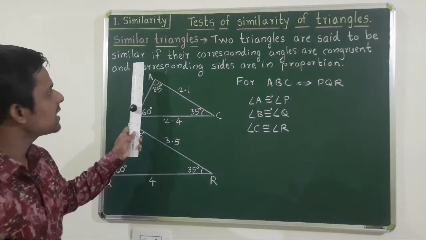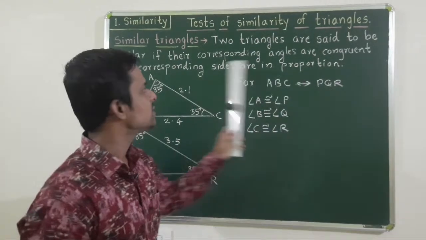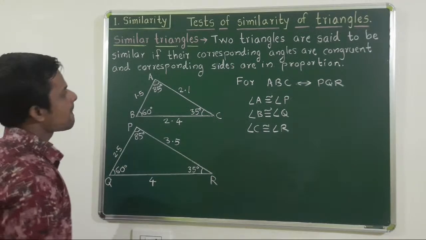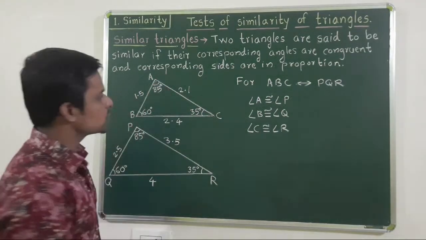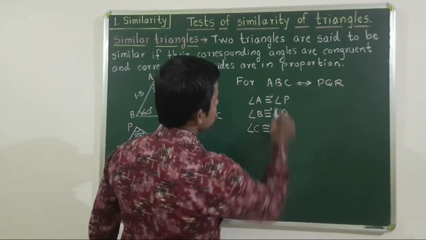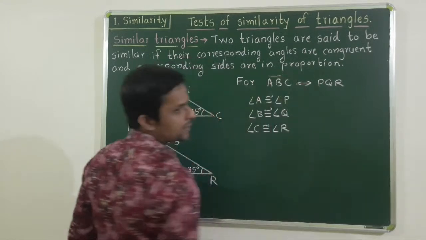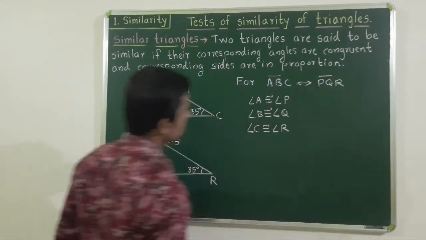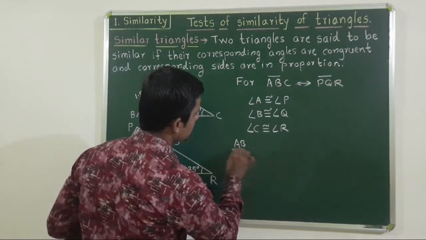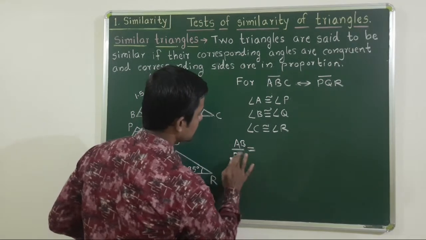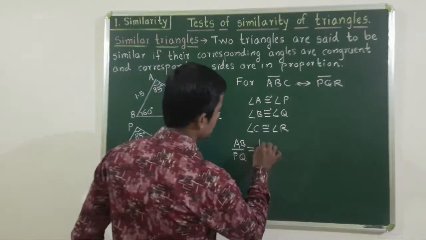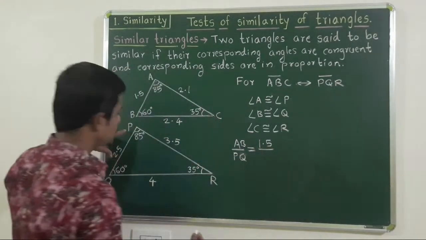Now the next part is corresponding sides are not congruent, sides are in proportion. Sides will be congruent if two triangles are congruent. But sides are in proportion. What does it mean? Sides are in proportion means for this correspondence we'll take pairs of sides, that is AB corresponds to PQ. Now take the ratio of AB and PQ, that is AB upon PQ. AB is given as 1.5 and PQ is given as 2.5.